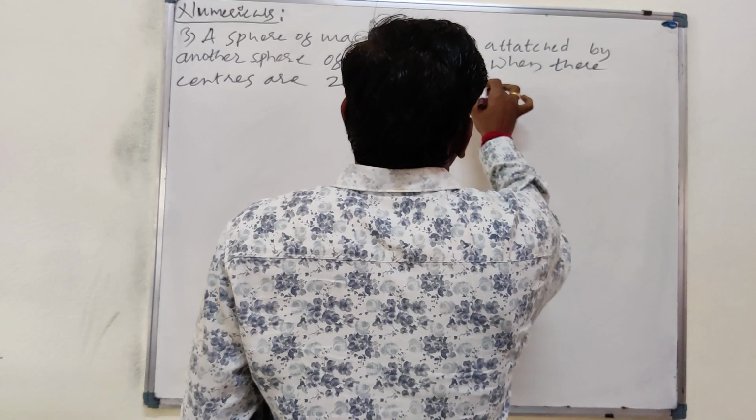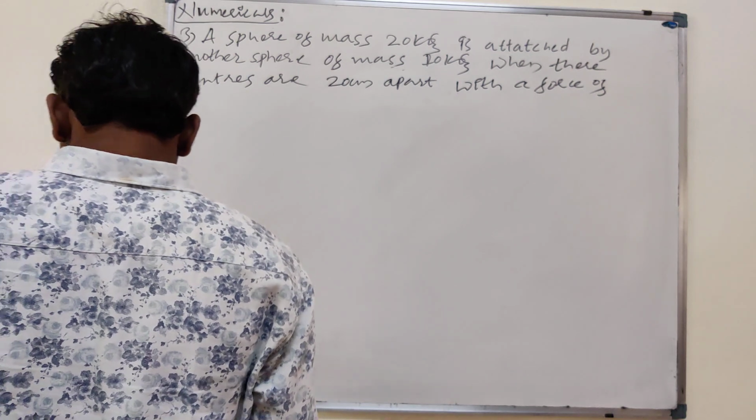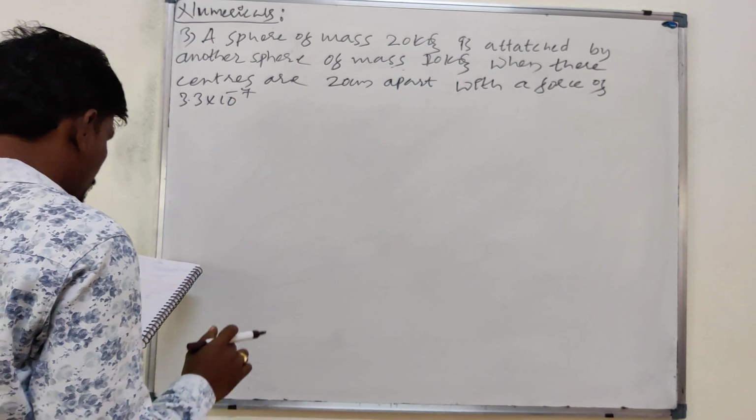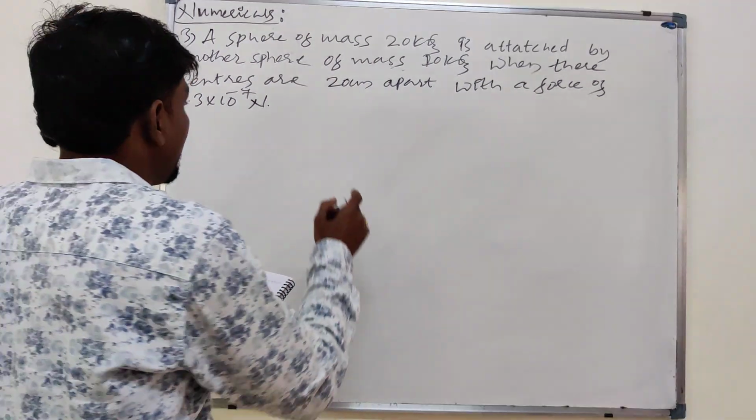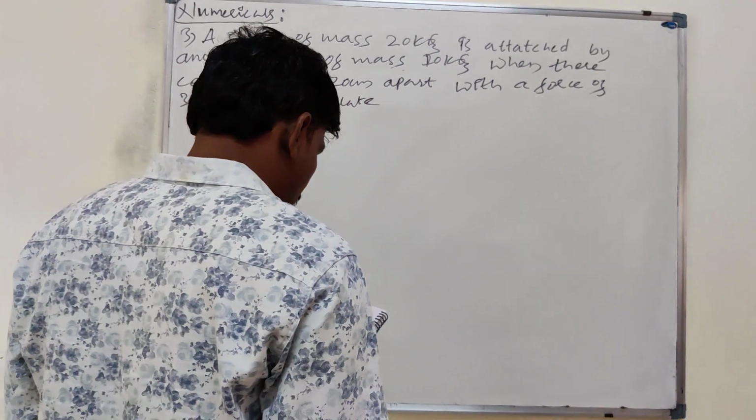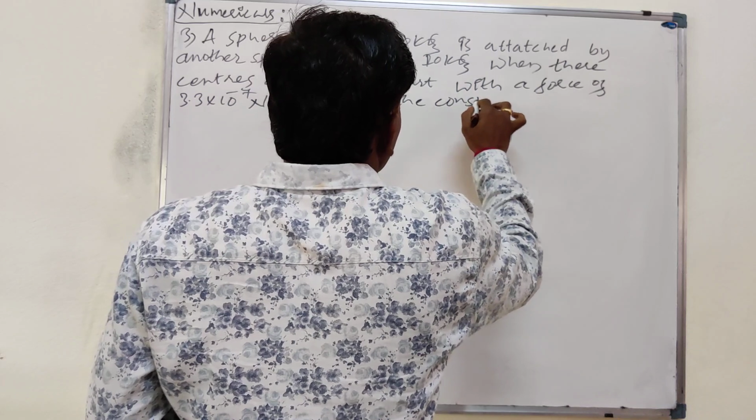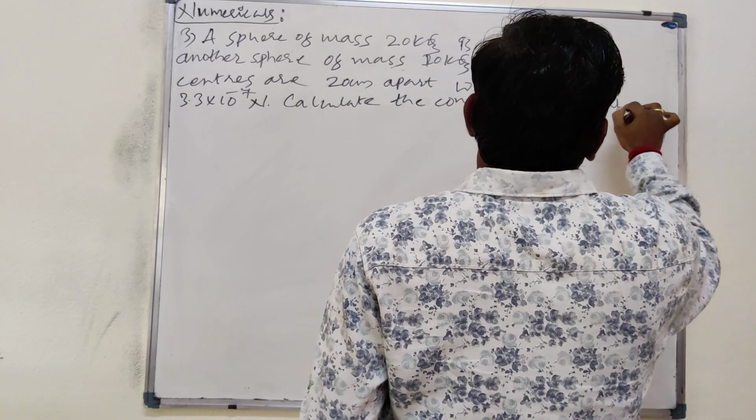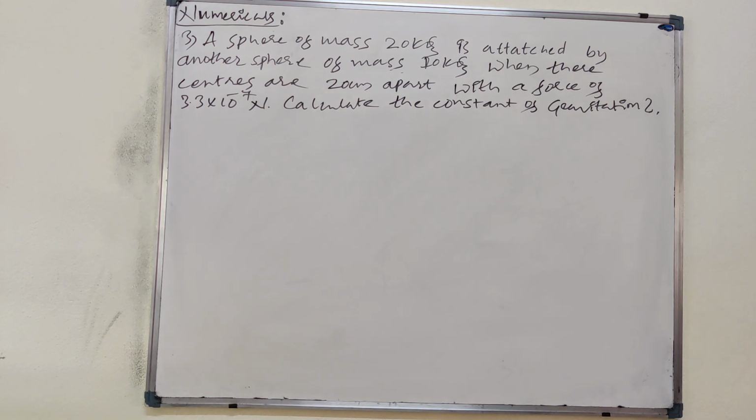With a force of 3.3 into 10 raised to minus 7 newton. So calculate the constant of gravitation. Calculate the constant of gravitation.